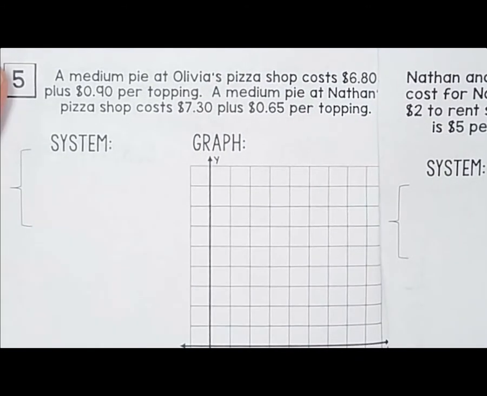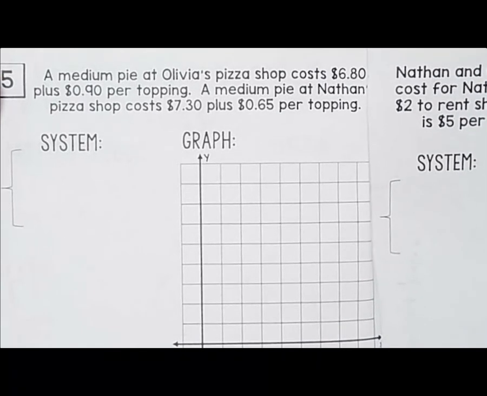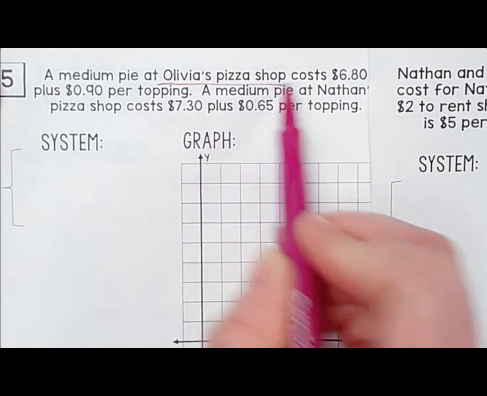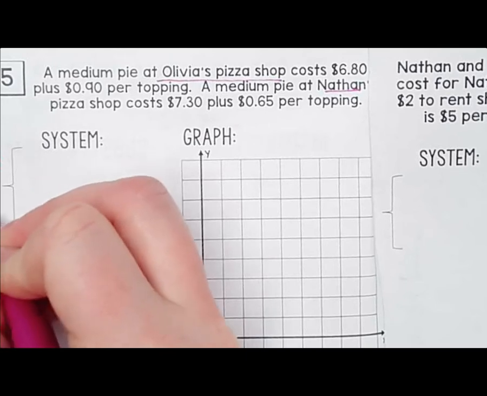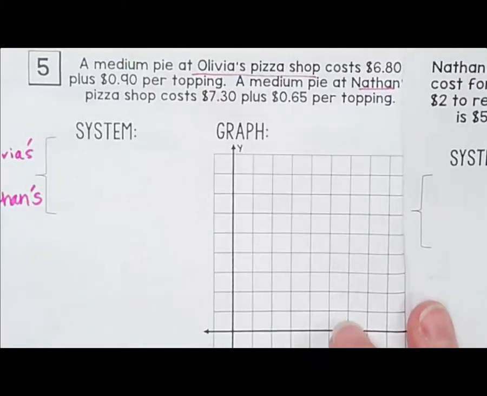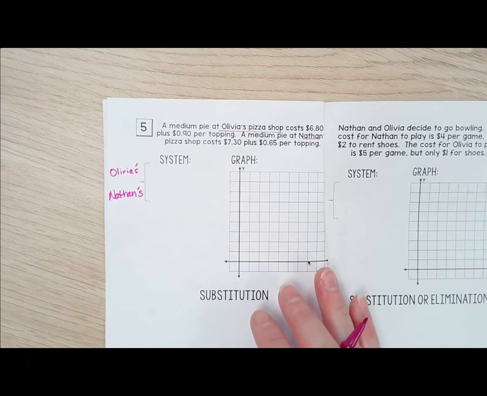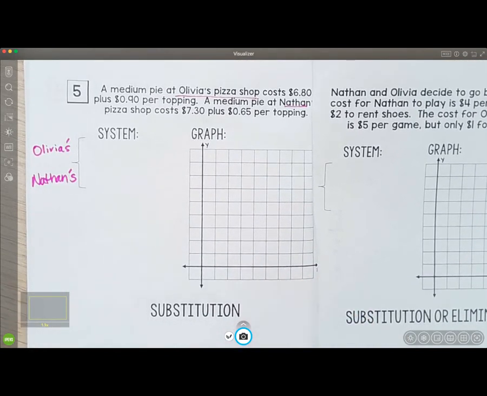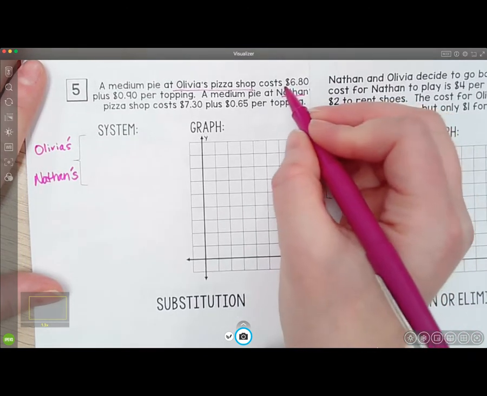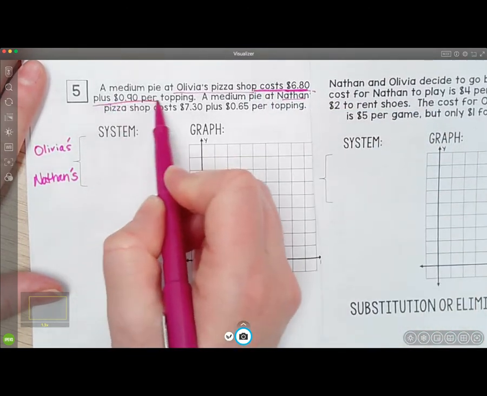A medium pie at Olivia's Pizza Shop costs $6.80 plus 90 cents per topping. A medium pie at Nathan's Pizza Shop costs $7.30 plus 65 cents per topping. So we have the 2 pizza shops, Olivia's and Nathan's. So I'm going to write Olivia's over here and Nathan's over here. So this says $6.80. So it costs $6.80, but then we have 90 cents per topping.